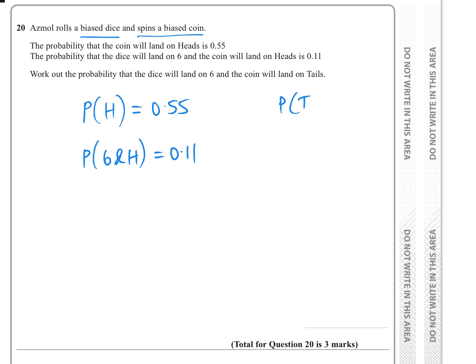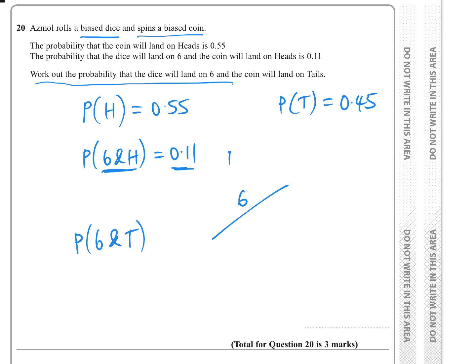So we know that the probability of tails would be what makes it to 1, so 0.45, and we've got to work out the probability that the dice will land on 6 and the coin will land on tails. Well, if we had to work out this probability here, we'd have to multiply two things together, wouldn't we? We'd have the probability of getting a 6 on the dice, followed by the probability of heads, which luckily we already have from here. And we know the answer is going to be 0.11.